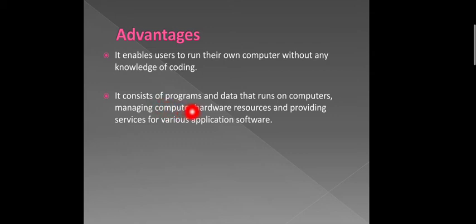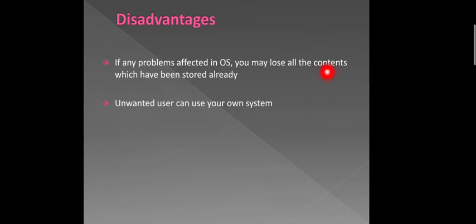It consists of the programs and data that run on computers, managing computer hardware resources and providing service for various application software. While using any application software, we need the use of peripheral devices. An operating system's advantage is that it allows any of the peripheral devices to interact with the computer and be usable for the user. And these are the disadvantages.